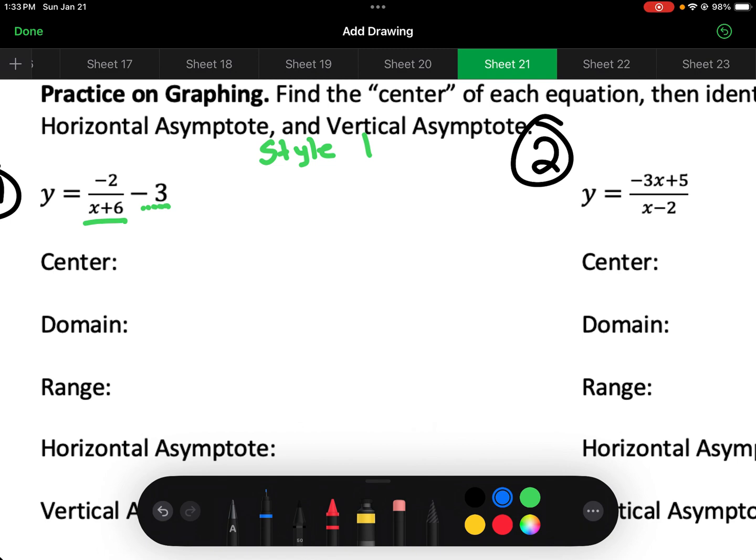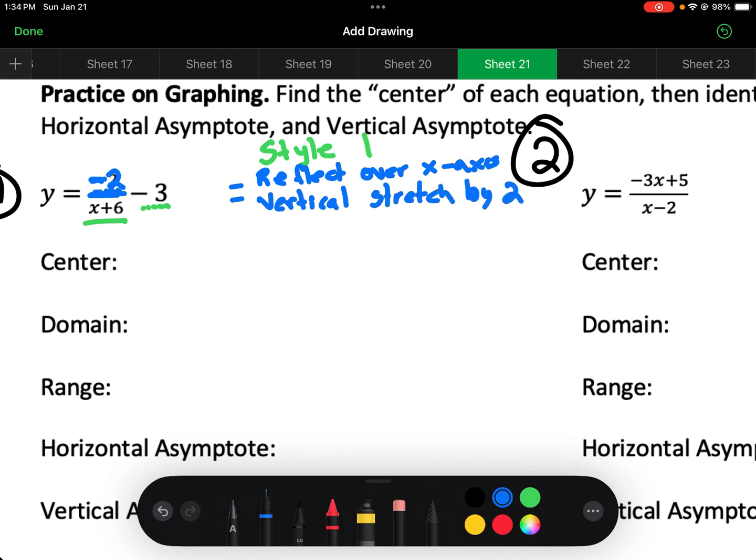Style 1, if we look on top, that is A. When we look at A, there are 2 transformations there. The first thing I see is the negative, which means we're going to have a reflection over the x-axis. The negative is going to force this to be a reflection over the x-axis. When I see that 2, that is a vertical stretch by 2. So the transformations on top are a reflection over the x-axis because of the negative, and the 2 is a vertical stretch by 2.